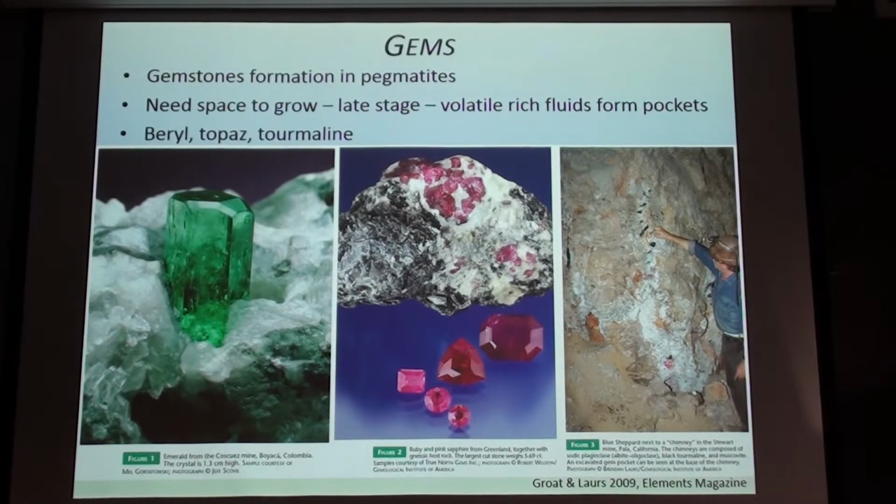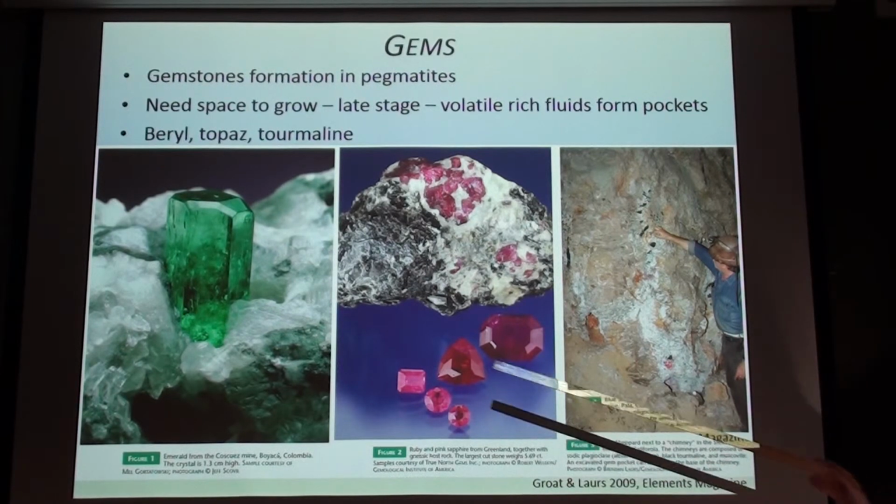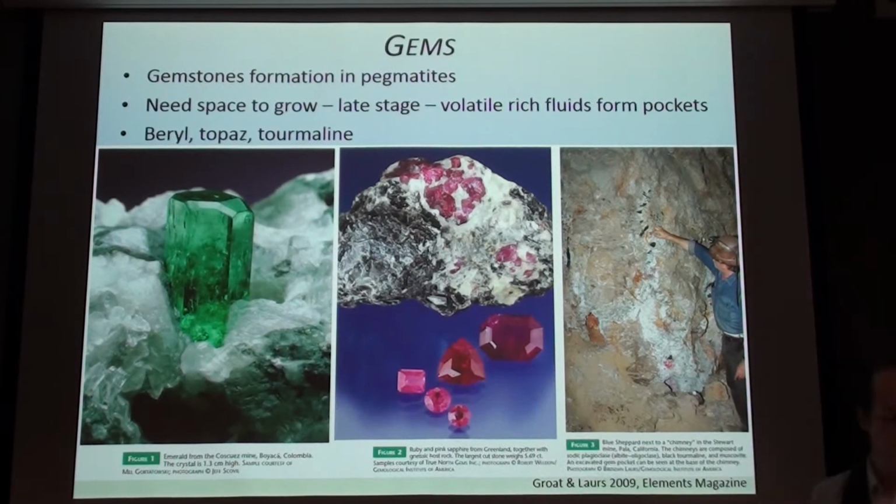And pegmatites are also associated with gems like emeralds, rubies, and sapphires. And these, because they need to grow into an empty space in order to form crystals like that, occur at the very late stage, where we've got volatile-rich fluids that form vugs and pockets, and hence we allow something to grow into an empty void.